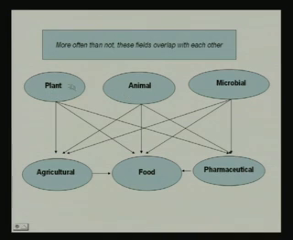Say for example, plant biotechnology. This plant biotechnology has a direct connection with agriculture, food, pharmaceuticals. Similarly, animal biotechnology has a direct relation with agriculture, food, pharmaceuticals, microbes, plants. Microbial biotechnology has a connection with agriculture, food, pharmaceuticals, and we can find that each of the disciplines overlaps with the others.